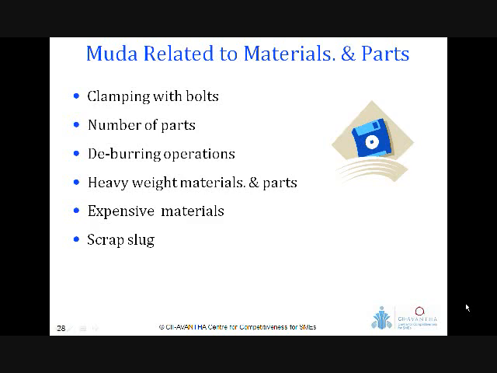Now Muda related to material and parts. These are a few examples mentioned. Clamping with bolts can be reduced. The number of parts can be reduced if you combine them, and you can find another way to do the deburring operation. This is also a scope of Kaizen. Heavy weight material and parts transport, and yield. Use of expensive material, you can find alternatives, and then reduce the scrap.